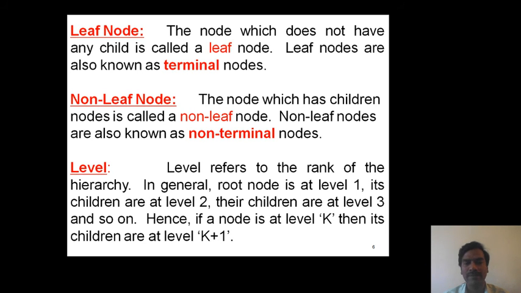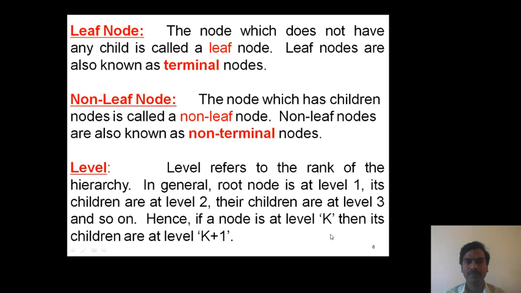Next one, level. Level is also referred to as the rank of the hierarchy. While drawing a tree data structure, nodes are represented level by level. In general, the root node is at level 1, its children are at level 2, their children are at level 3 and so on. Hence, one common property: if a node is at level k, then its children are at level k plus 1.